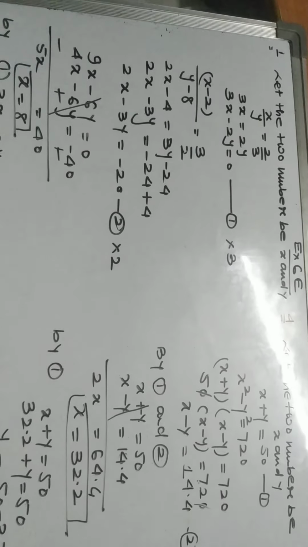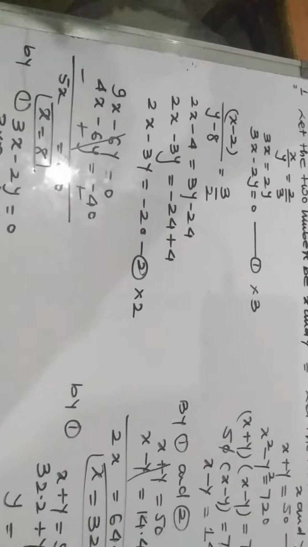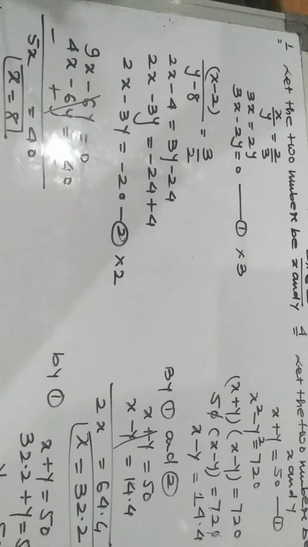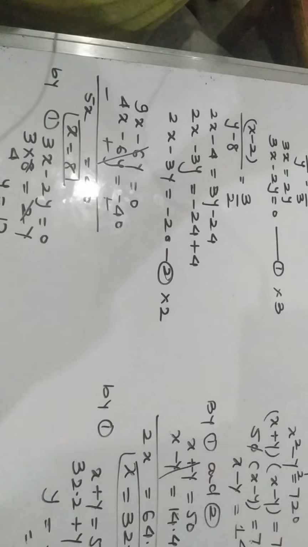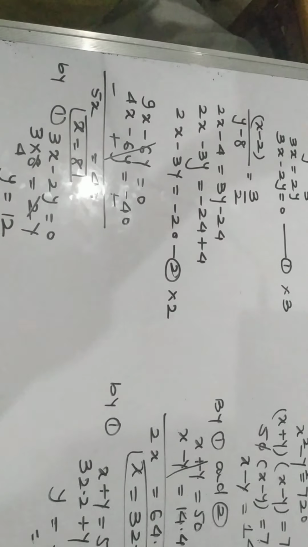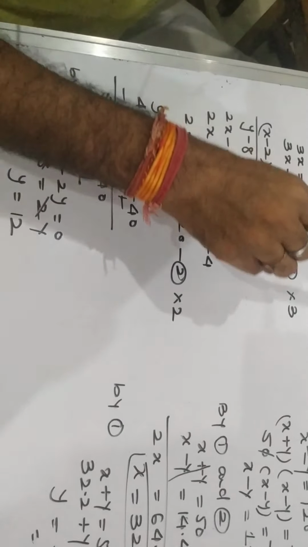Discuss exercise 6C, question number 1. The given question is the ratio between the two numbers is 2:3. Let the two numbers be x and y.